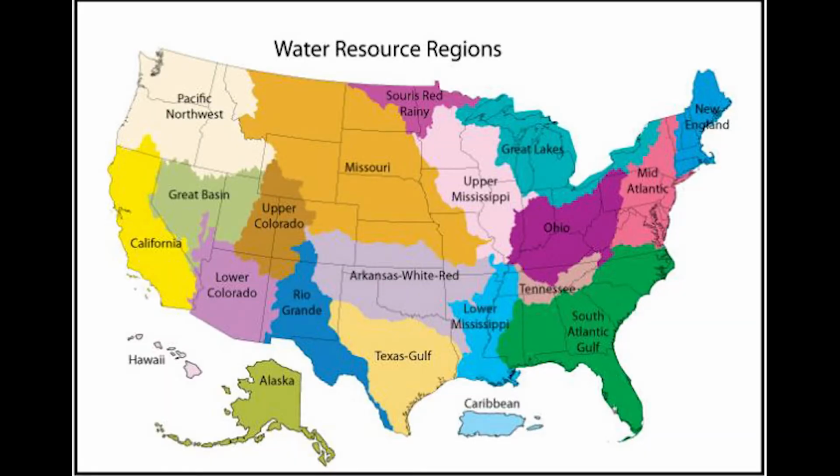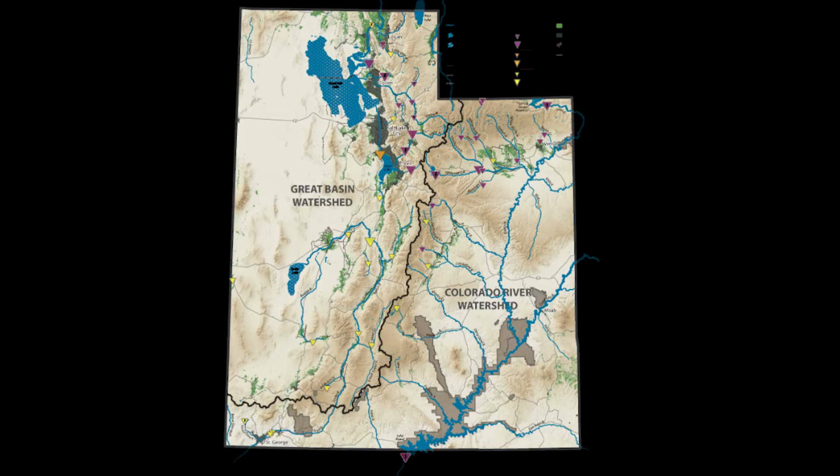A watershed is an area of land where all of the water drains into the same spot. For instance, a river or the ocean. Utah has two main watersheds, the Great Basin and the Upper Colorado. Weber County is located in the Great Basin watershed. The Great Basin does not drain into any ocean. It drains into the Great Salt Lake. Now, let's model a watershed.